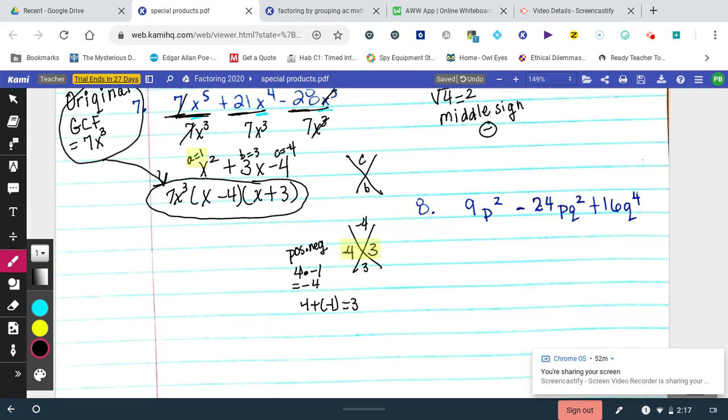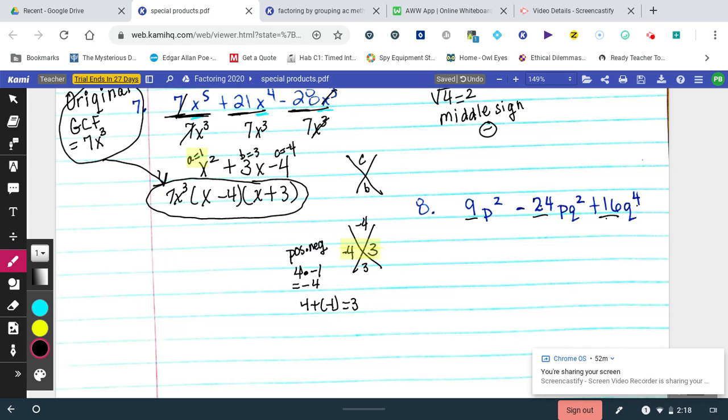All right, now let's see if we have a greatest common factor between 9, 24, and 16. Will they all divide by anything besides 1? No. All right, do all of them have p's? No. 16q to the 4th doesn't. Do all of them have q's? No. 9p squared doesn't have a q. Okay, so I don't have an original GCF in 8. I can just start. Now look, 9p squared is a perfect square. 16q to the 4th is a perfect square.